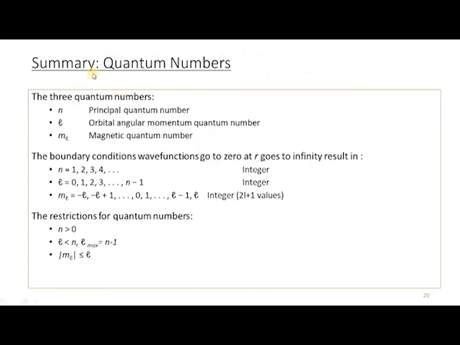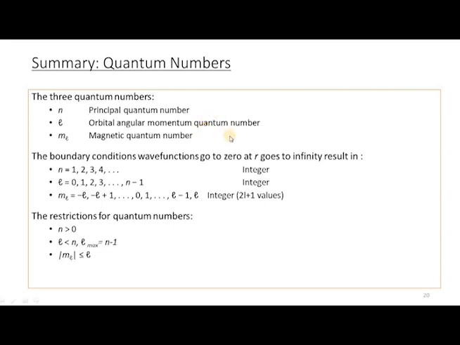So as an overall summary, we have three quantum numbers. The principal quantum number gives the quantization of energy, given by En is equal to minus E0 divided by n square. The orbital angular momentum quantum number gives the quantization of angular momentum magnitude, capital L equal to root of l into l plus 1 into h cross, and the quantization of angular momentum direction is given by space quantization.